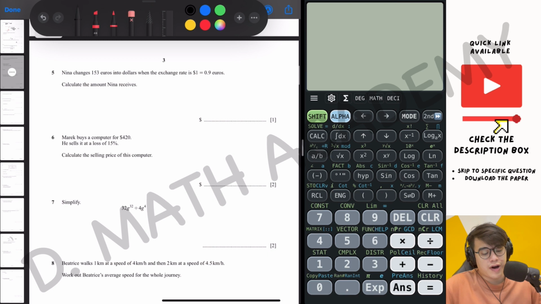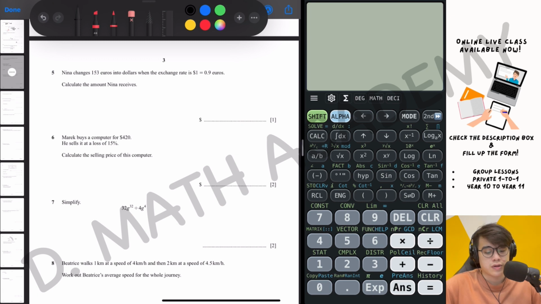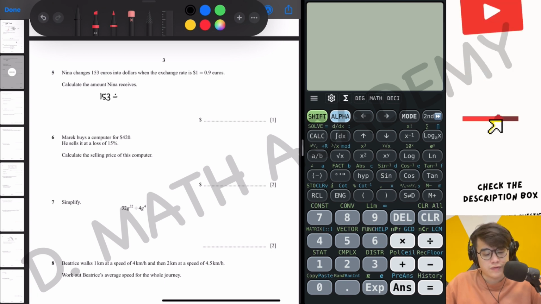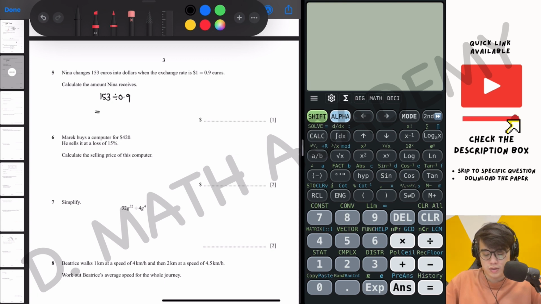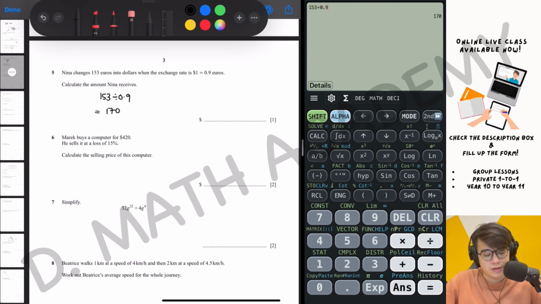Moving on to question 5. Nina changes 153 euros into dollars when the exchange rate was $1 to 0.9 euros. So all you have to do is to change 153 by dividing it by 0.9. So we get the answer as $170. That's it.